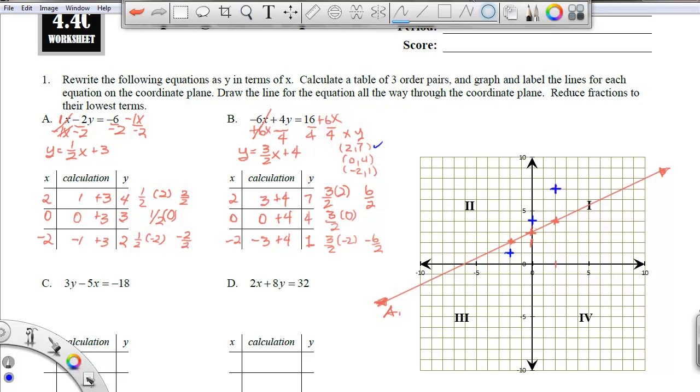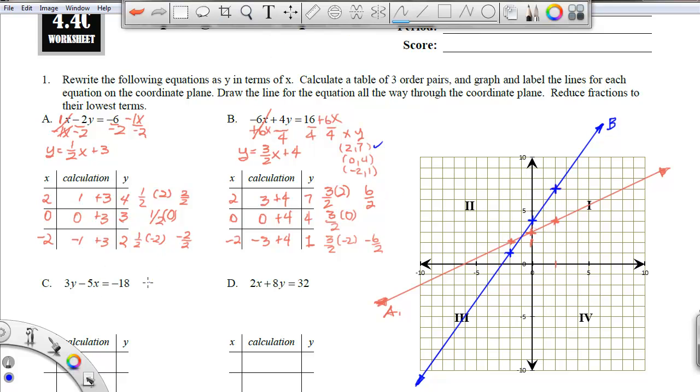So that looks like a straight line. If it wasn't a straight line, I'd have to go back and check my points. So one ordered pair there. Another ordered pair right there. So there's my graph. And that is line B. So there's the ordered pair. Ordered pairs, there's the table, X and Y table.